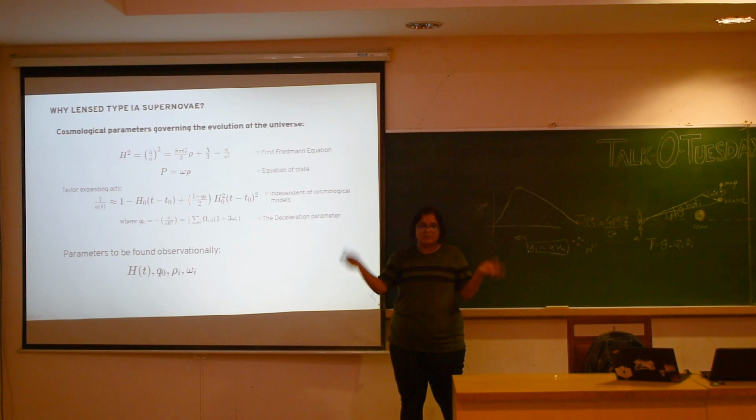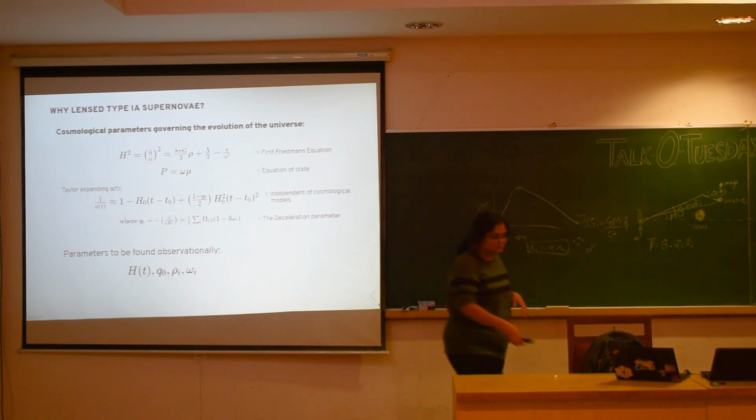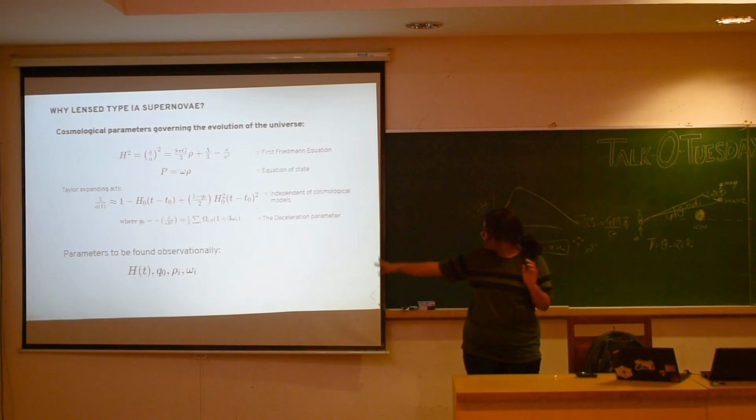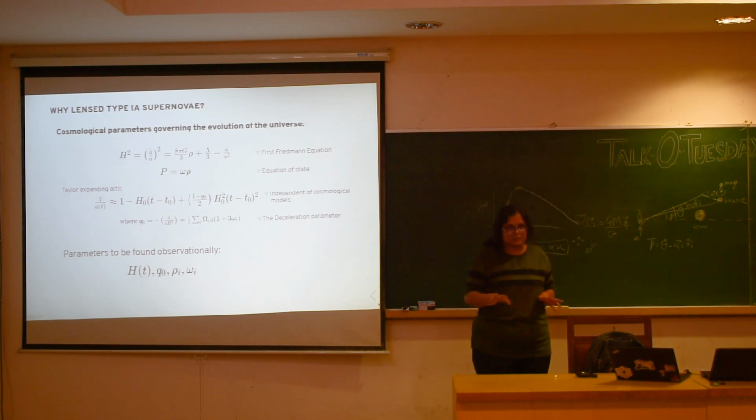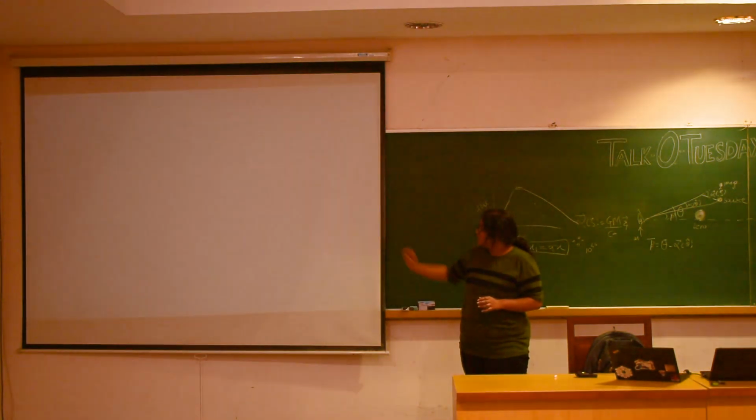I is the number of components that the universe is made of: matter, radiation, dark energy, etc. So these parameters need to be there in that equation to figure out what is happening with our universe, right?